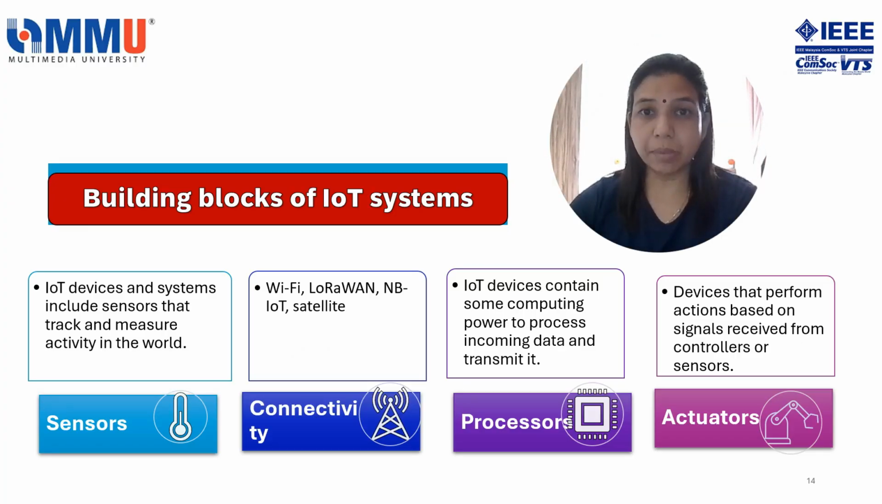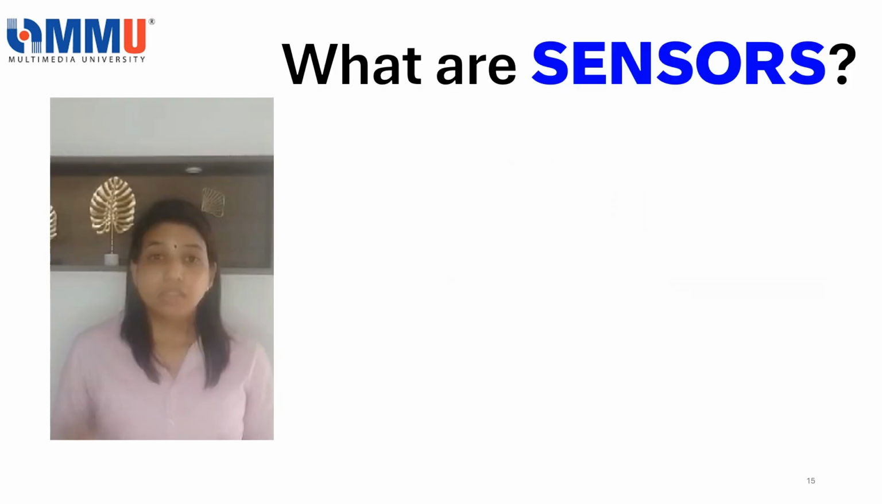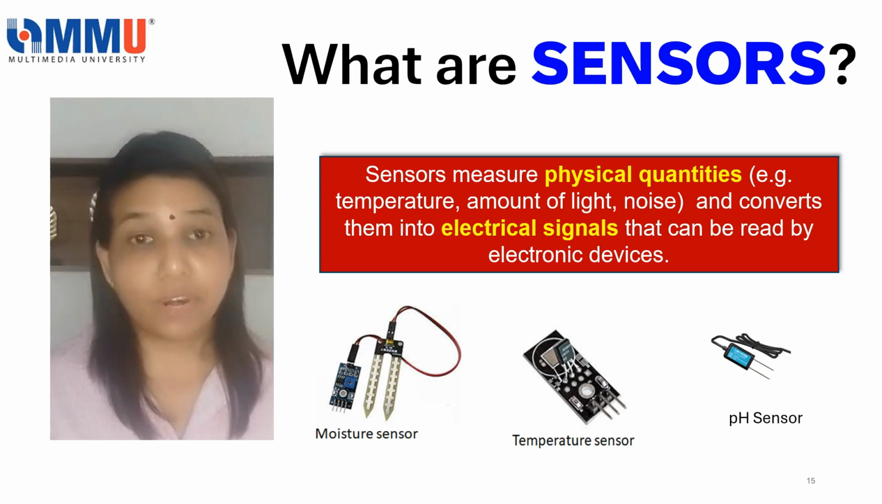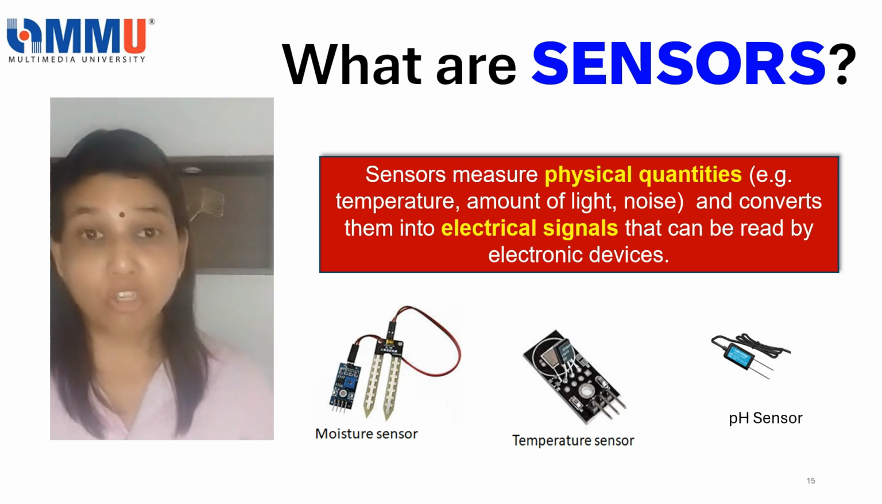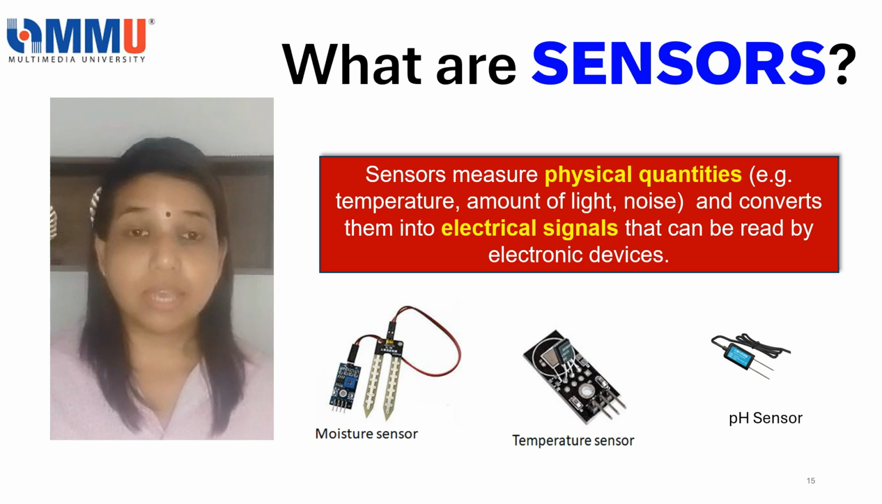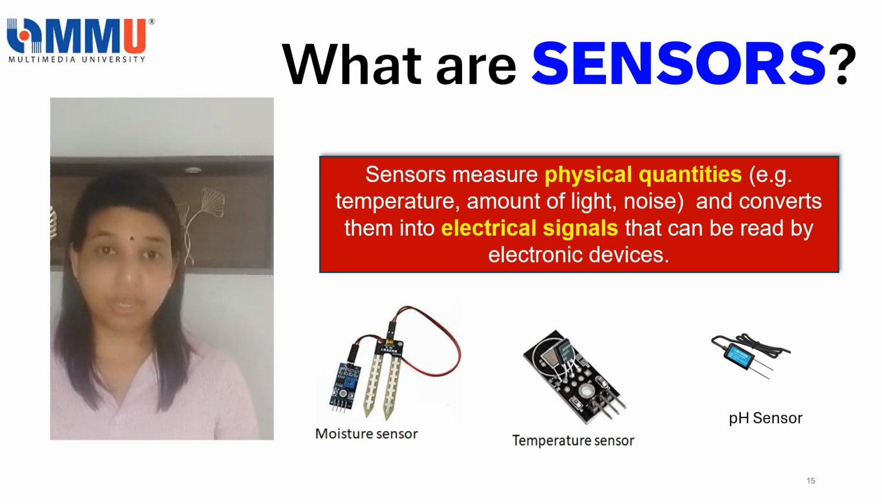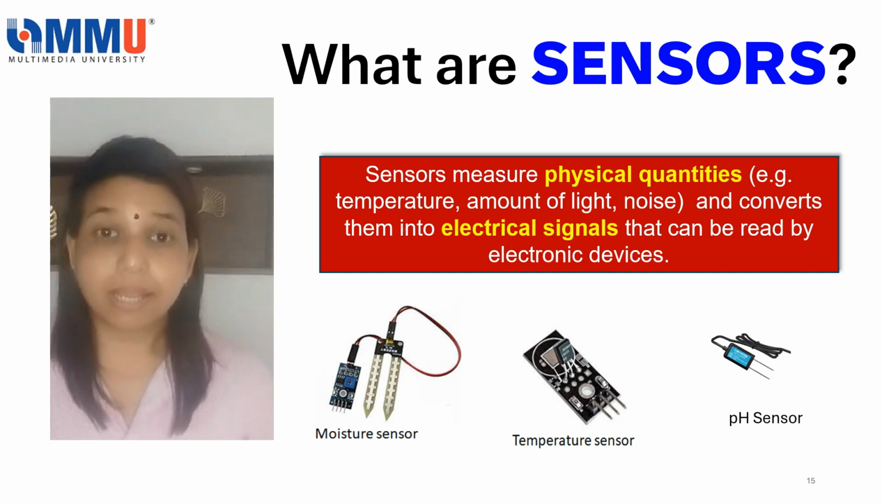The typical building block of an IoT system consists of sensors, connectivity, actuators, and processors. Let us take a look at what are the functions of these building blocks. Sensors play a role in detecting the quantities that surround us, for example, temperature, moisture, or pH levels. These sensor readings are then taken by the microcontroller and interpreted, and a suitable action is taken by the actuator.